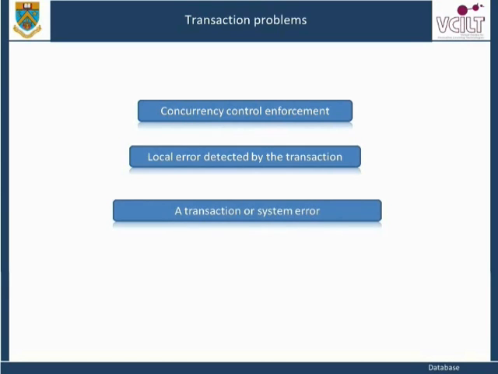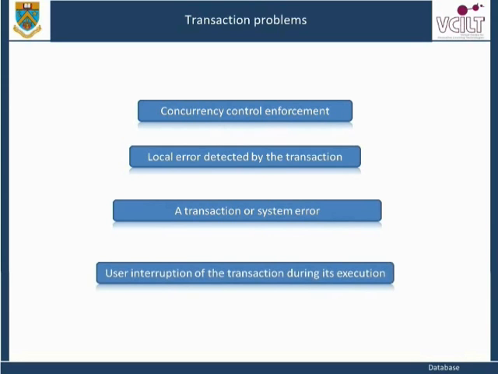A transaction or system error due to some operation in the transaction may cause it to fail, such as integer overflow, division by zero, erroneous parameter values, or logical programming errors. User interruption of the transaction during its execution, for example, by issuing a Control-C in a VAX/VMS or Unix environment.